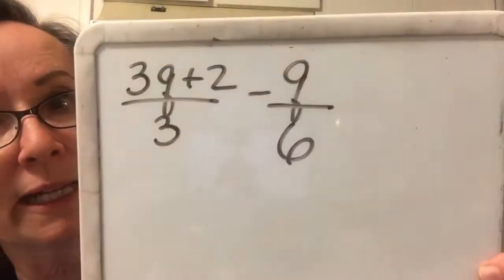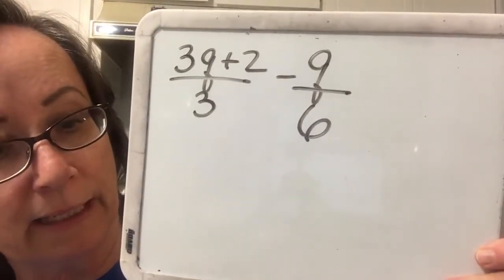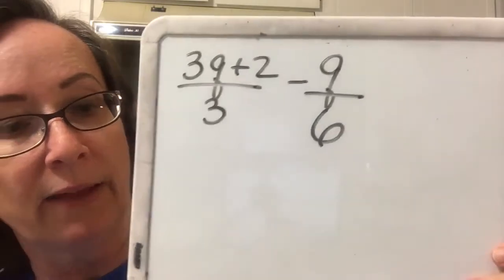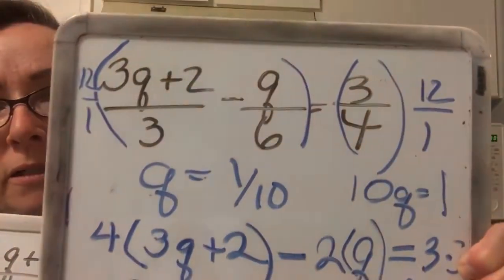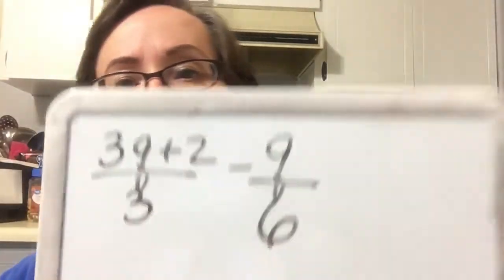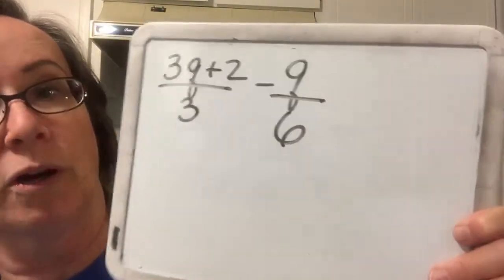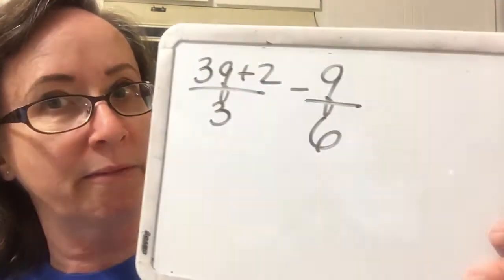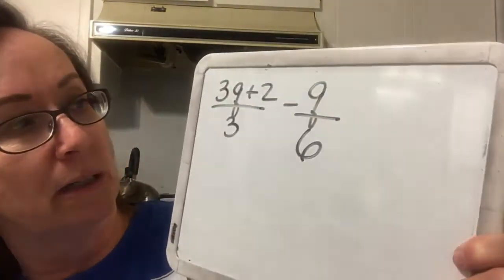Okay, so now the next one we're going to do, we're looking at this to see, is it an equation or is it an expression? Now, if you notice, this one is the first part of the one that we just did, but it doesn't have an equal sign, so it is an expression. Therefore, we cannot multiply through by anything. We can only get a common denominator.